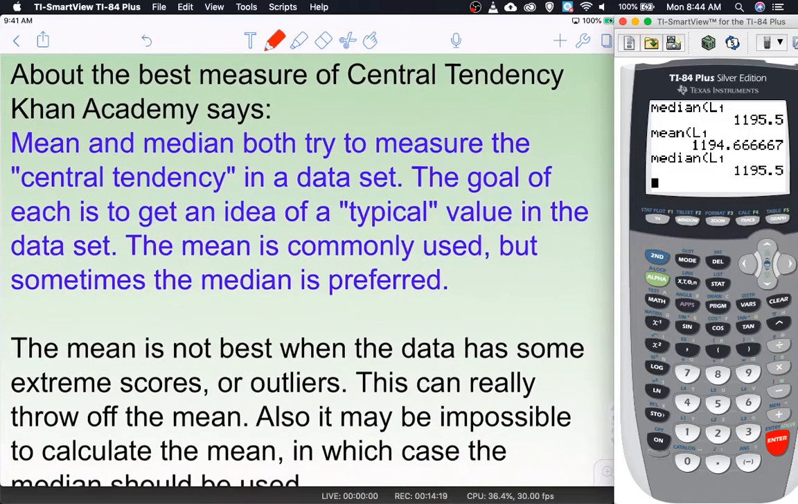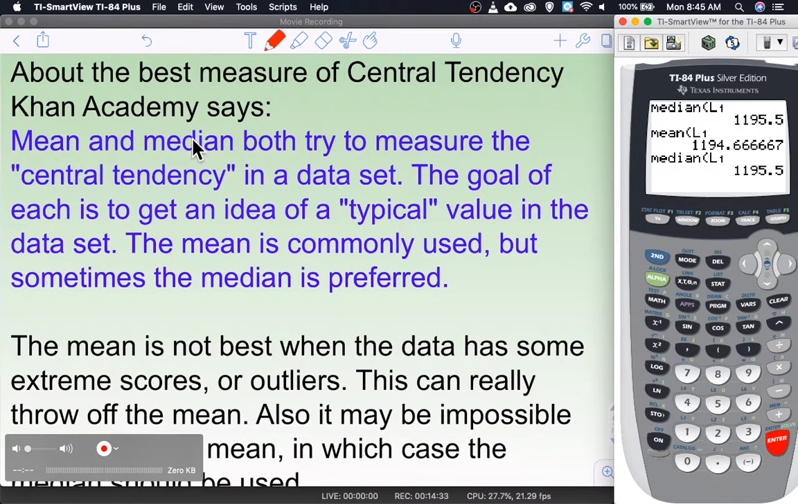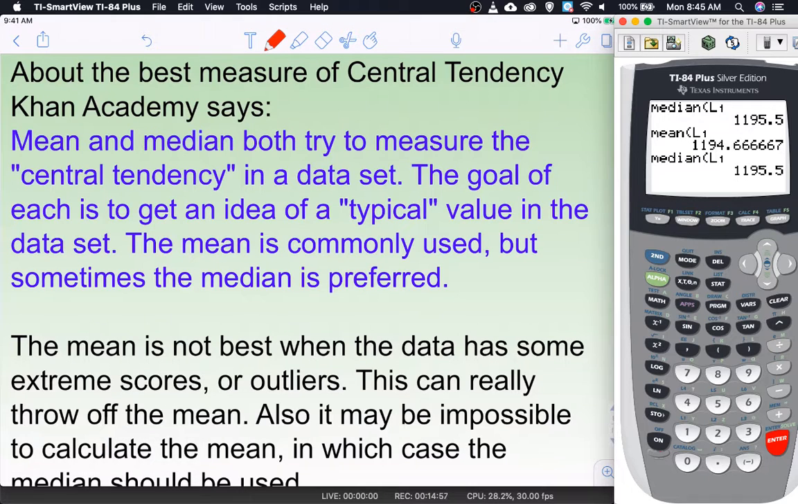So as far as choosing the best measure of central tendency, because that's something that, I'll be honest, I've been confused on for years. And it took me a while to understand which one is best. So here's what Khan Academy says. This is straight from the Khan Academy website. It says, mean and median both try to measure the central tendency of a data set. The goal of each is to get an idea of a typical value in the data set. The mean is commonly used, but sometimes the median is preferred. So what that tells me is, if you have a choice, if all the data is fine, choose the mean.